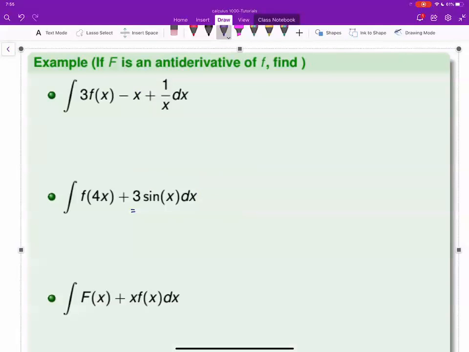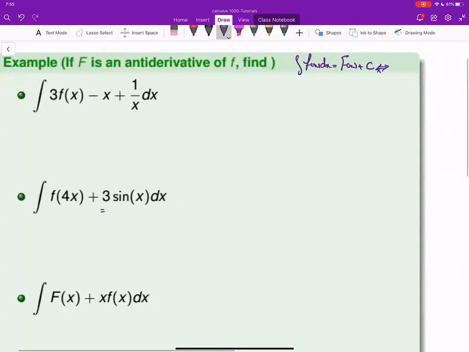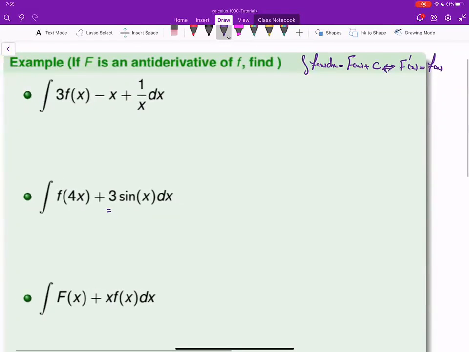So here, the capital F is an antiderivative of lowercase f. There are different ways to write this, yes? So this means that the integral of f of x dx is capital F of x plus c. Or you can say that this is equivalent to saying that F prime, if you differentiate the antiderivative, you will find the function lowercase f. Okay, so that's the information given.